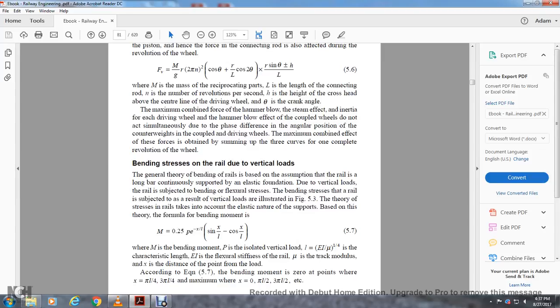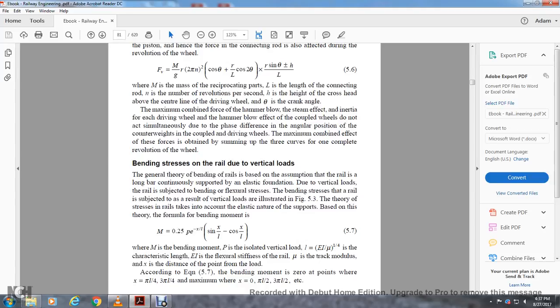The bending moment equals 0.25 times P, where P is the isolated vertical load, times e to the negative x over L, times bracketed sin x over L minus cosine x over L, where L is the characteristic length. EI is the flexural stiffness of the rail, u is the track modulus, and x is the distance of the point from the load.